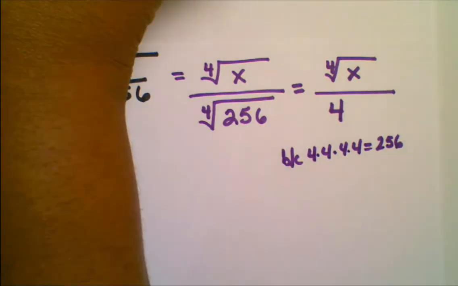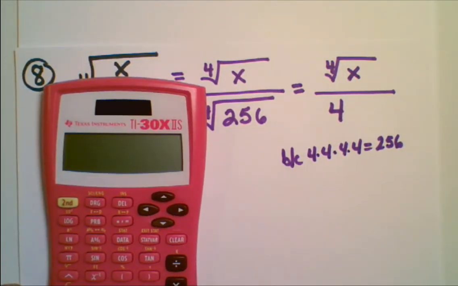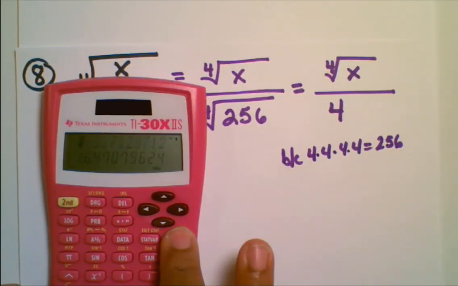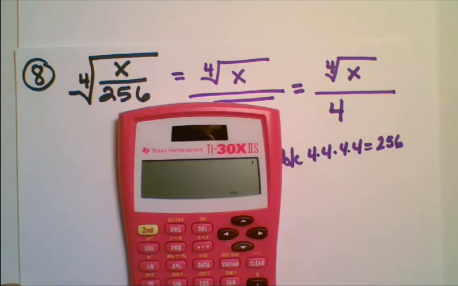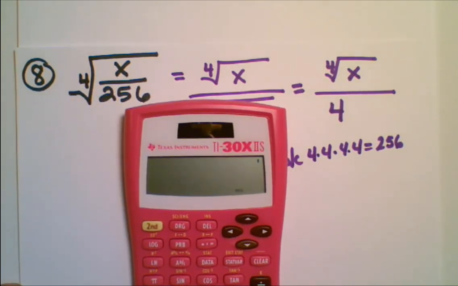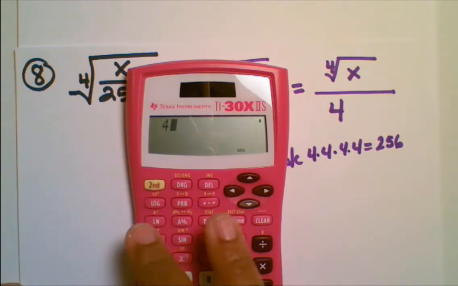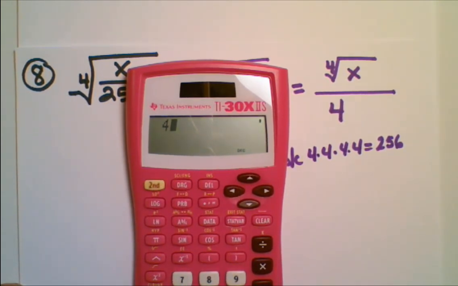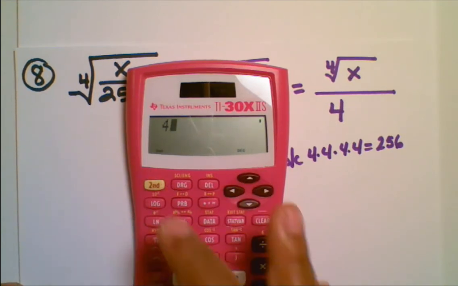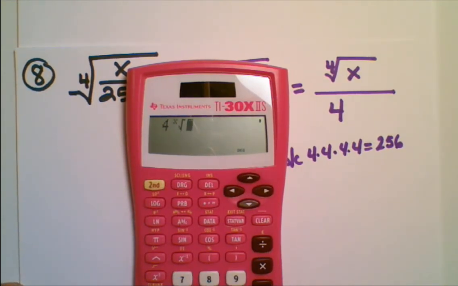And if you're not sure, you can use your calculator. We will put in 4, press that accent key. This is the accent key to tell the calculator that your index is 4. So second and the accent key, and then enter 256 and press the enter key, and we have 4.